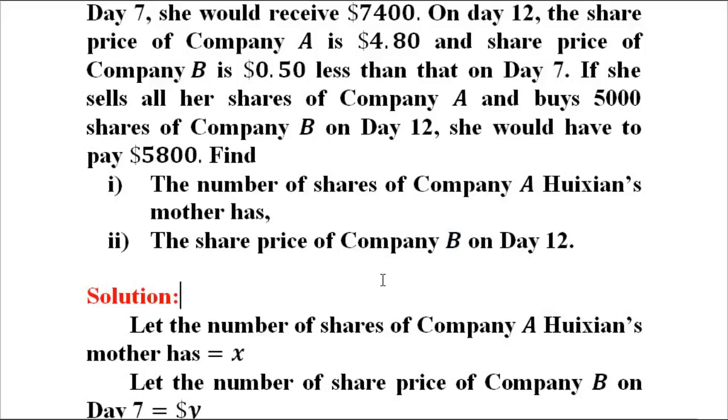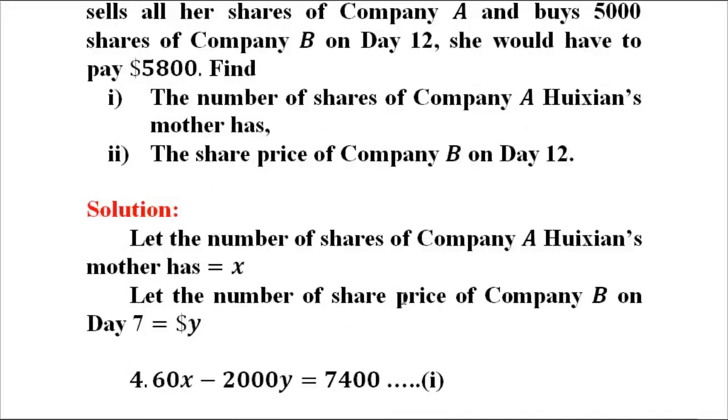In the first part, we are going to find the number of shares of company A Hyunjin's mother has. And in the second part, we are going to find the share price of company B on day 12. But before this, we will be finding the share price of company B on day 7, because it is not mentioned in the statement of the question. To solve this question, let's take the number of shares of company A that Hyunjin's mother has as x and the share price of company B on day 7 as $y.